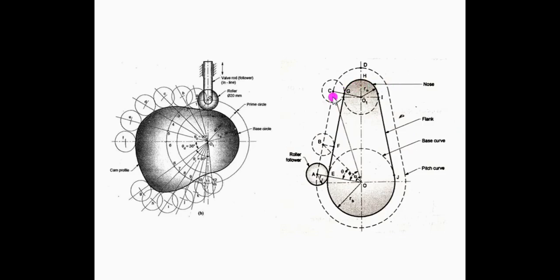Now let's consider this cam profile. This is an example of cams with specified contours. In this case, the cam profile is drawn first. Secondly, the follower motion parameters such as displacement, velocity, acceleration will be analyzed.